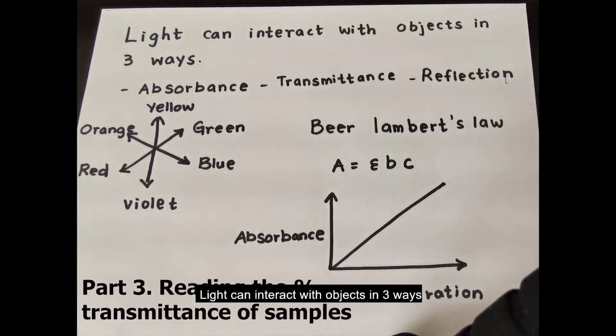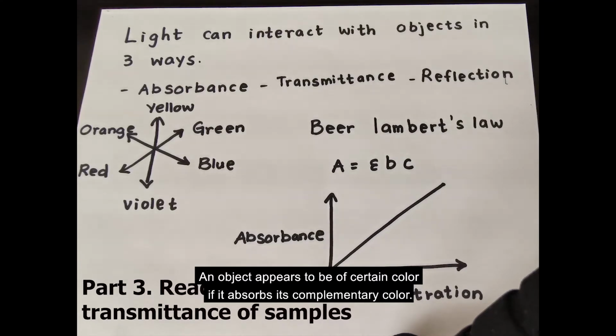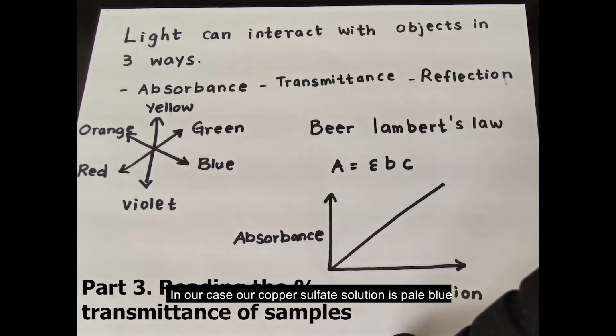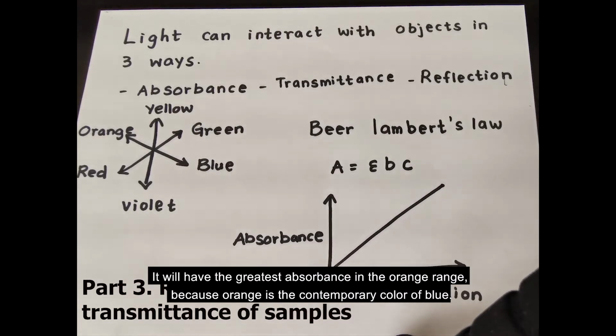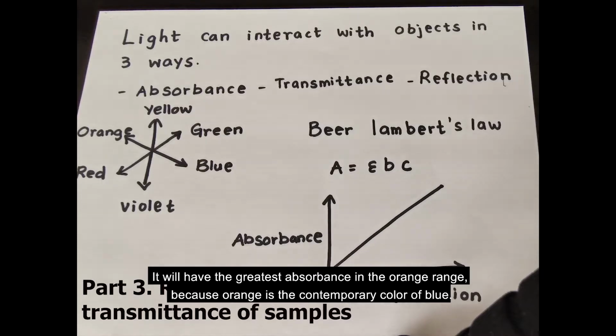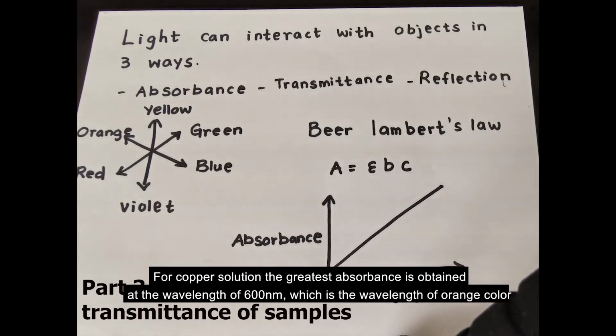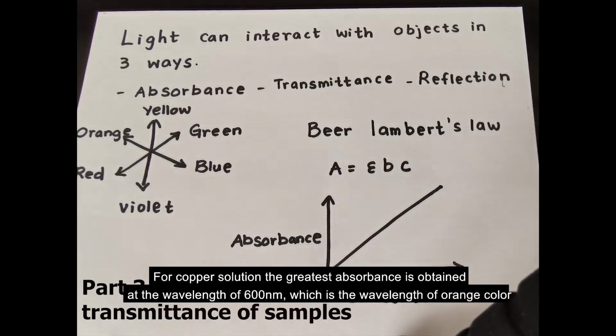Light can interact with objects in three ways. An object appears to be a certain color if it absorbs its complementary color. In our case, our copper sulfate solution is pale blue. It will have the greatest absorbance in the orange range because orange is the complementary color of blue. For copper solutions, the greatest absorbance is obtained at the wavelength of 600 nanometers, which is the wavelength of orange color.